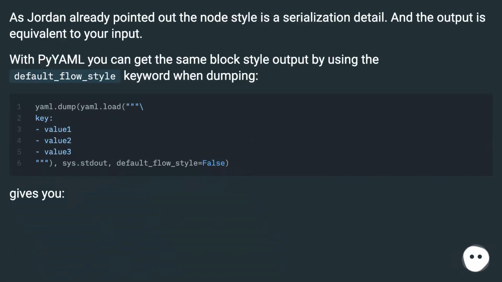As Jordan already pointed out, the node style is a serialization detail, and the output is equivalent to your input. With pyyaml you can get the same block style output by using the default _flow_ style keyword when dumping. Gives you.